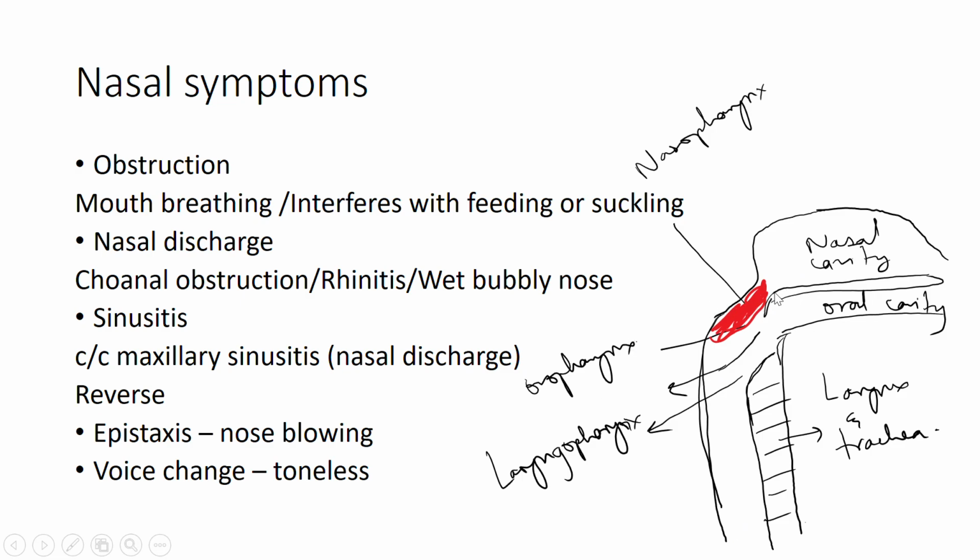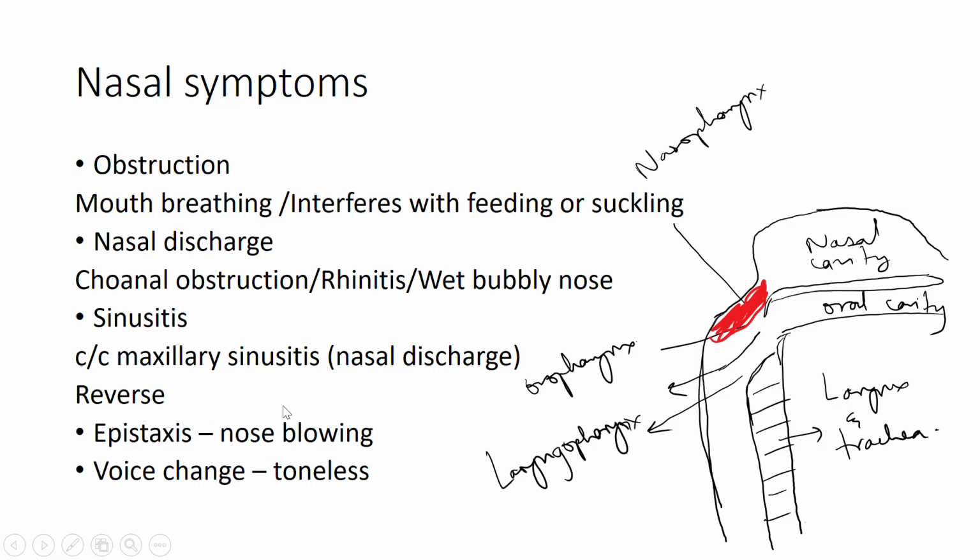But here, since there's an obstruction, there is no way for the discharge that is formed here to enter the mouth, so it moves outside the nose, and we can see that the patient will always have a running nose or a discharge. Okay, so a wet bubbly nose can be seen in these children. Next, because of the infected adenoids, it can lead to maxillary sinusitis. The reverse is also possible. If there's a maxillary sinusitis, it can cause infection of the adenoids.